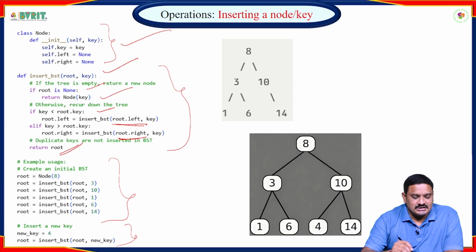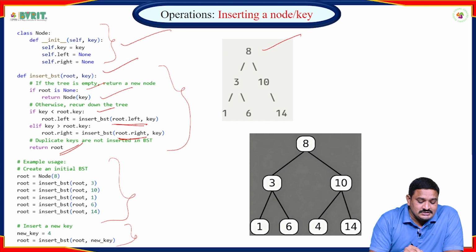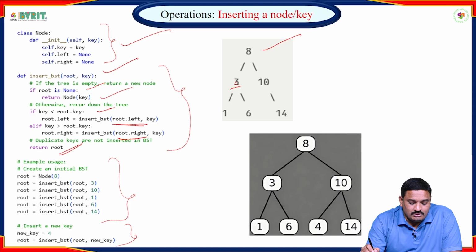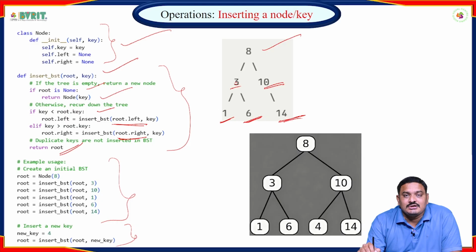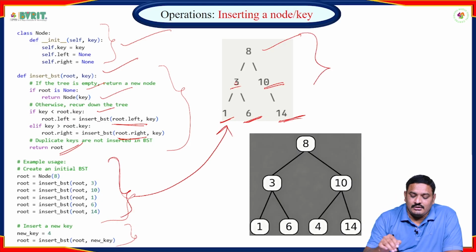See this example: the root node is 8. After the root node, we insert 3 into the binary search tree. We are inserting the 3 node. After that we insert 10, then 1, then 6, then 7. Based on this data, we are creating the tree.